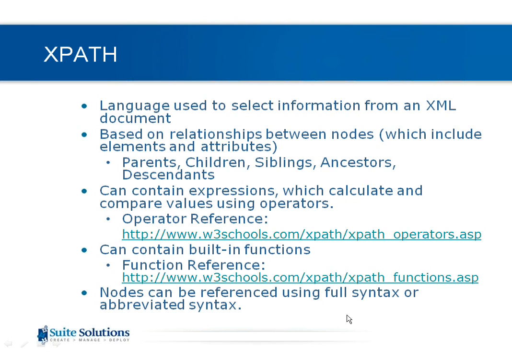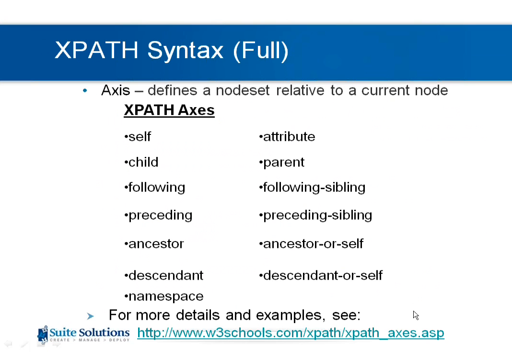Okay, moving forward to our gory technical details. Okay, so first of all, we said there's a full syntax and an abbreviated syntax. So the full syntax is actually easier to understand because we spell everything out. That's why it's full. So a new term we have is an axis. An axis defines a node set relative to a current node. So we said node is a way of saying element or attribute. A node set is a group of nodes.